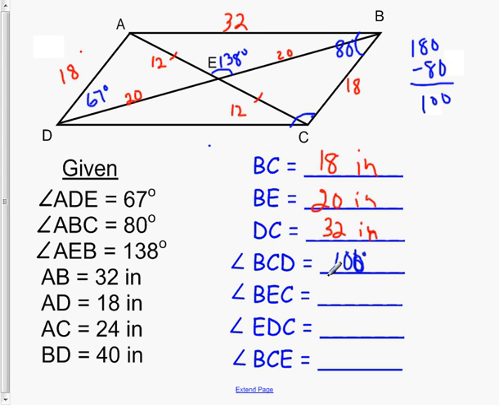Okay, BEC, that would be this angle right here. I noticed that these two angles, the 138 and the BEC, form a nice straight line. And when you cut a line with an angle, they're 180 degrees. So we're going to go 180 minus 138 this time, and we get 42. So this angle here is 42 degrees.